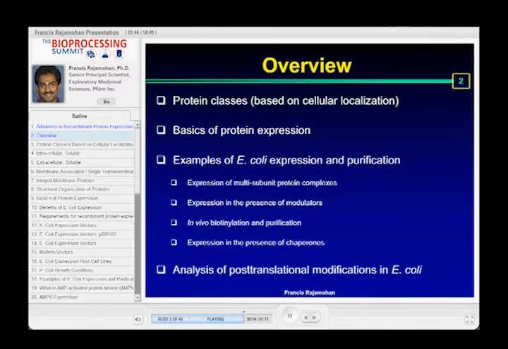Then I'll go into some brief discussion about the post-translational modifications in E. coli. Most of the time, we know E. coli doesn't have any post-translational modification, but there are cases where you will see a lot of post-translational modifications.